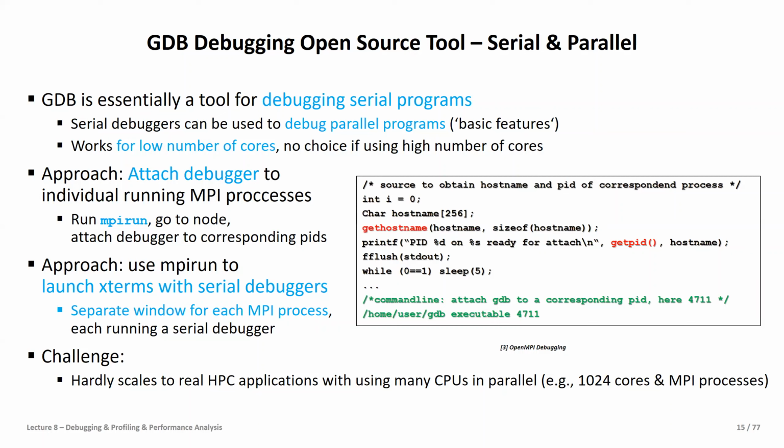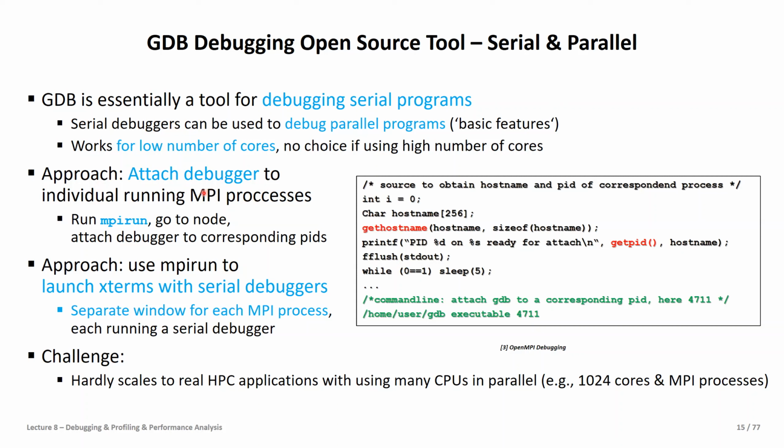To understand the serial and parallel relationships of these debugging tools, let's look at GDB. Some of you have probably already seen this in a previous Unix course. Here you have a debugger which is essentially for serial program tools. How it works is you have a process running already, very simple, could be any process you want, not necessarily an MPI application. Basically you have to attach the debugger to an individual running process.